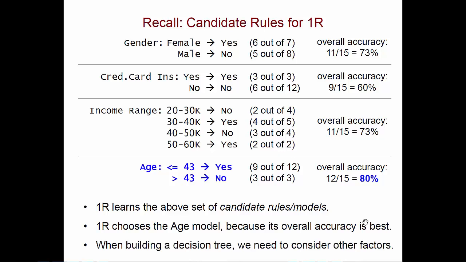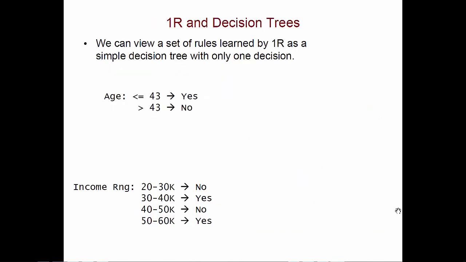But when we're building a decision tree, we're going to consider other factors besides overall accuracy, because we'll be able to add in additional attributes that ultimately improve the accuracy. When building a decision tree, we're essentially going to start with 1R, and we're going to view the rules learned by 1R as a simple decision tree with only one decision.